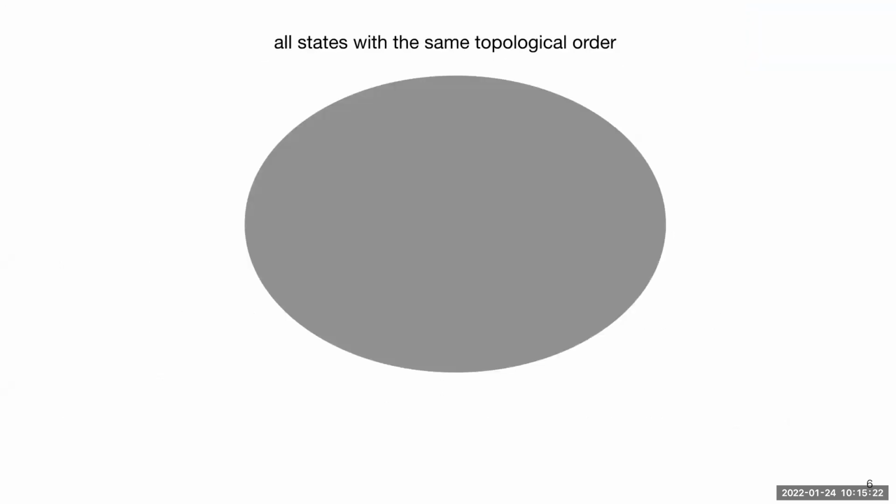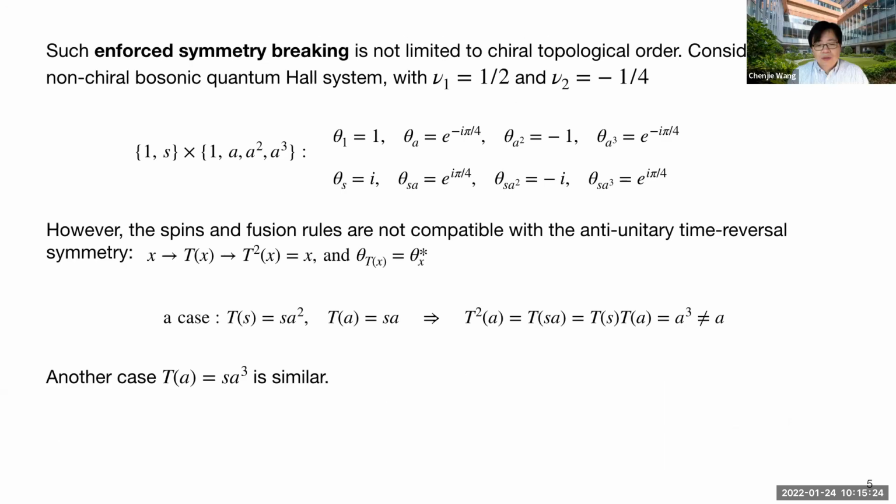Can I ask a quick question about the previous slide? Yeah, sure. For this bilayer system, you still have the chiral edge current, right? Chiral edge states, because it's 1/2 and negative 1/4. Yeah, only if you define electric current. Electric current, yes, but the thermal Hall conductance is 0. Okay. For any is 0, yeah.